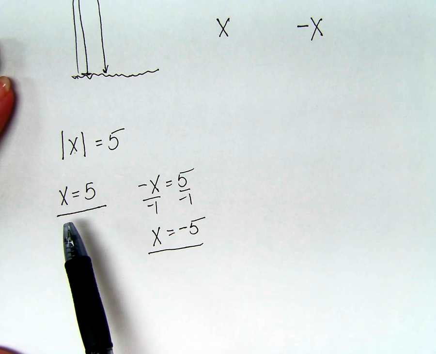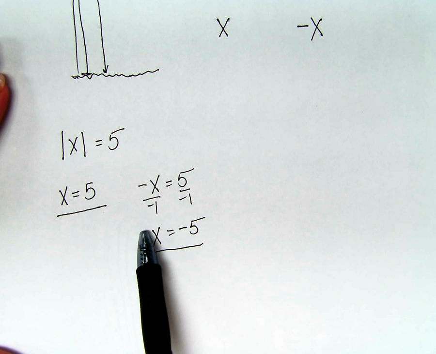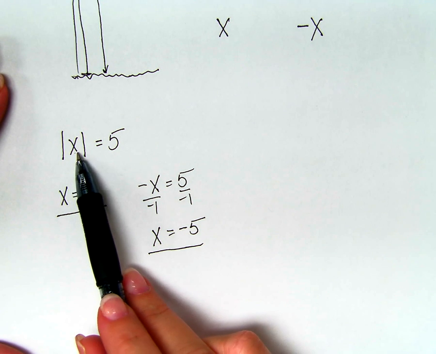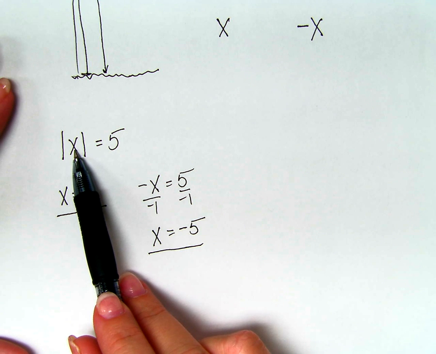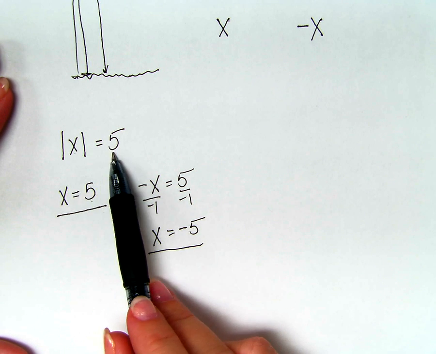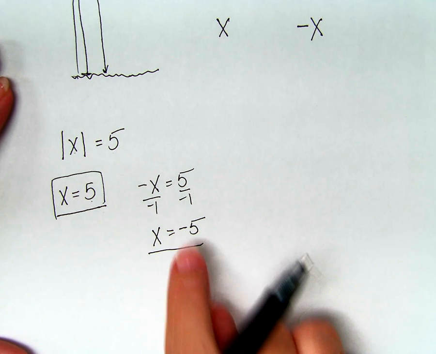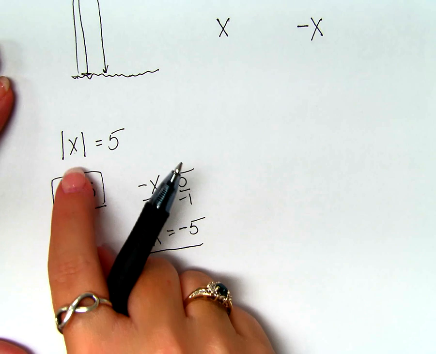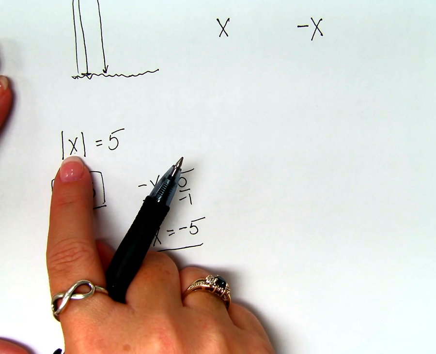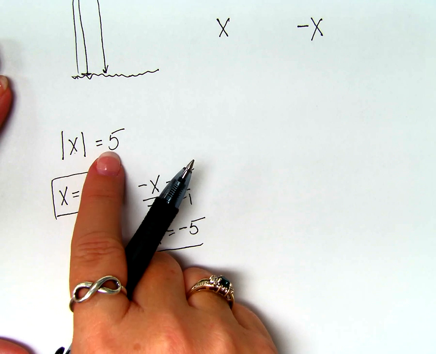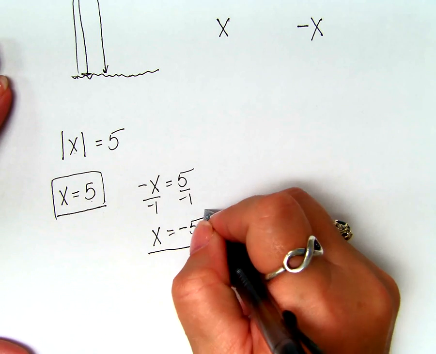So, is this right? Are these two answers right? How could we know for sure? Substitute them in, right? Take this answer and plug it in. What's the absolute value of 5? Does 5 equal 5? Then this is a correct answer. Is this one correct? What is the absolute value of -5? 5. Does 5 equal 5? Then this is also a correct answer.